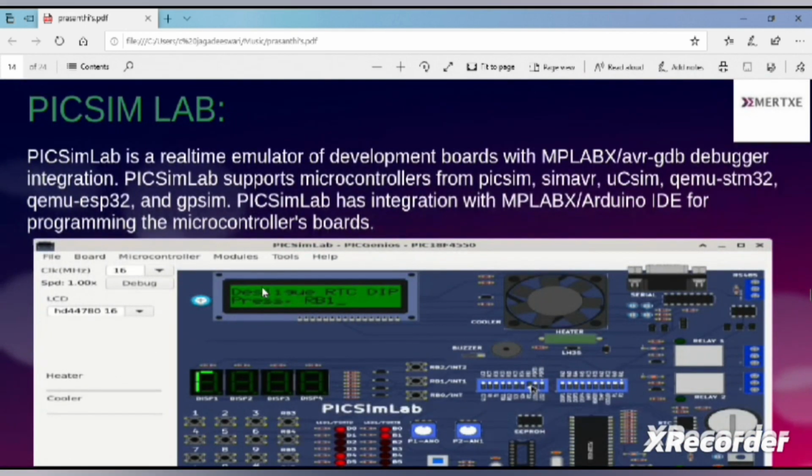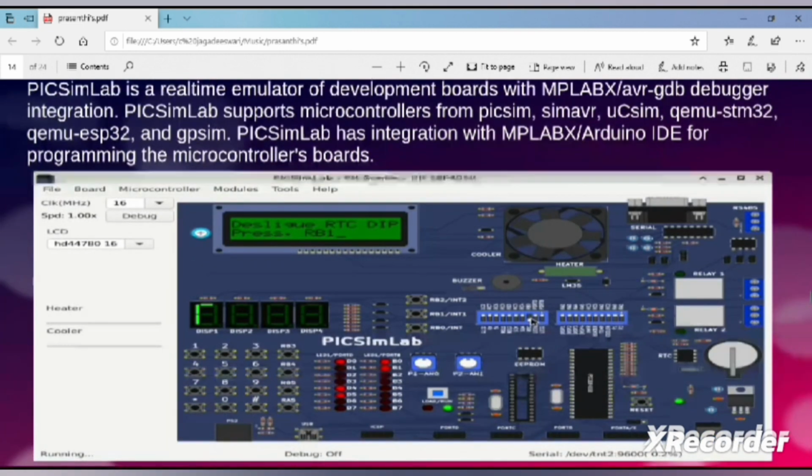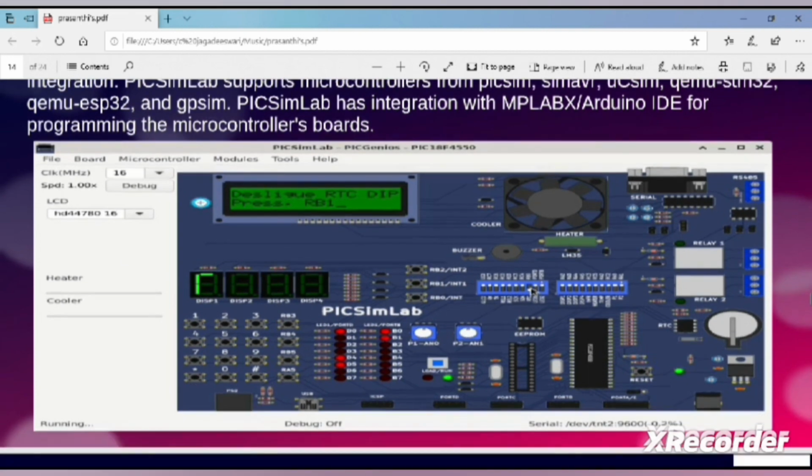PICSimLab. PICSimLab is a real-time emulator of development boards with MPLAB X or AVR GDB debugger integration. PICSimLab supports microcontrollers from PICsim, SimAVR, uCsim, QEMU STM32, QEMU ESP32 and Gpsim. PICSimLab has integration with MPLAB X or Arduino IDE for programming the microcontroller boards. PICSimLab PICGenius. This is what.